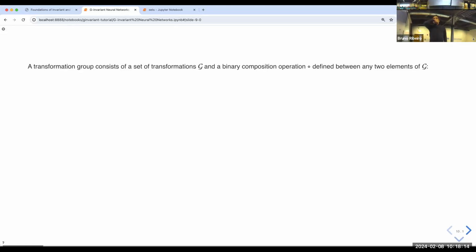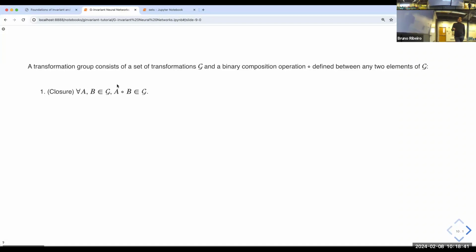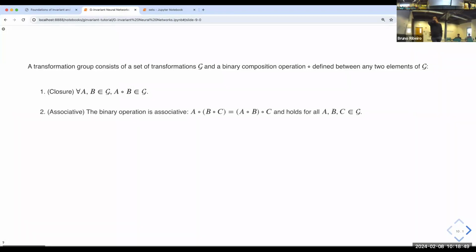So a transformation group consists of a set of transformations G and a binary composition operator, which we're going to call the action, defined between two elements of the group. A group is just a set of transformations, but it has to have the following four properties. For all transformations in your group, the composition of the transformations should also be in the group. That's very important, and that will restrict the types of transformations that we can deal with.